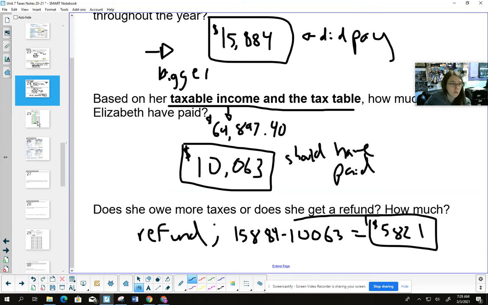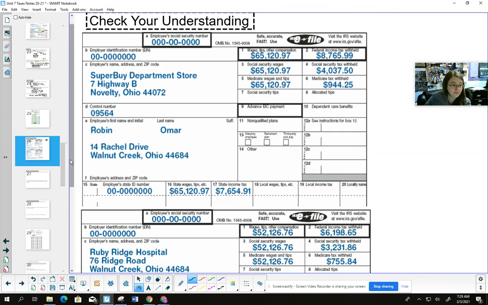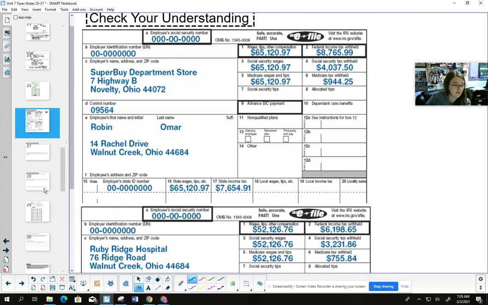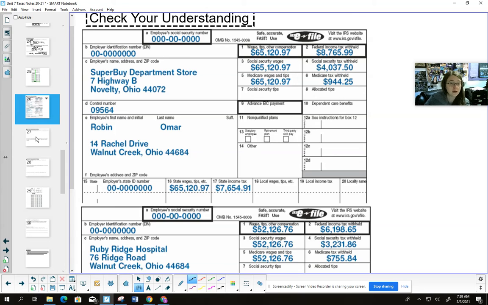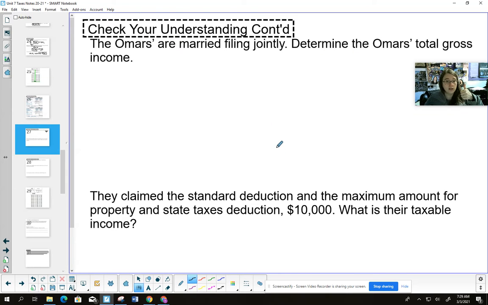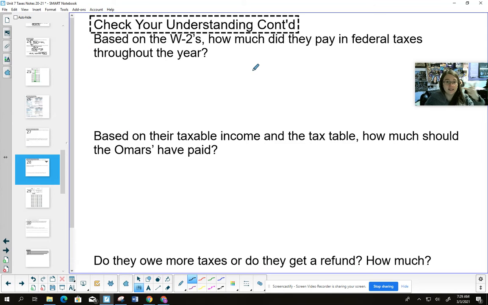So here's what we're going to do. We're going to do this whole thing one more time on the Check Your Understanding. I'm going to give you a couple hints and kind of walk you throughout. But this is going to be the same process. Total income, taxable income, how much they did pay, how much they should pay, do they owe taxes or get a refund. So refer back to the example we just did as you do this.